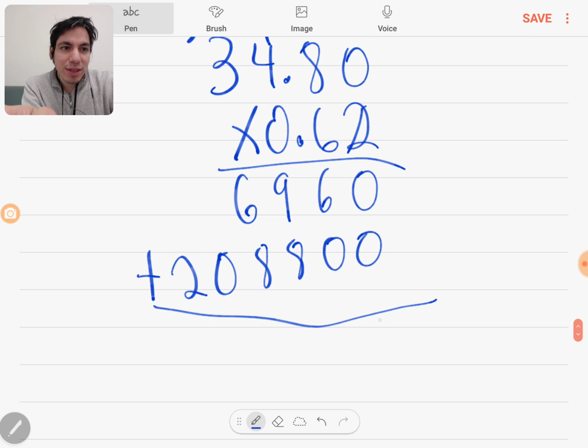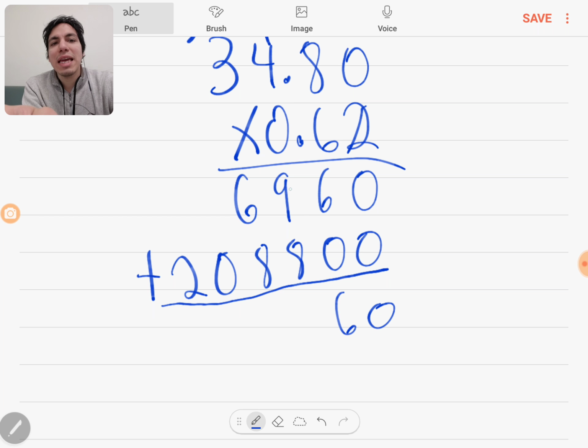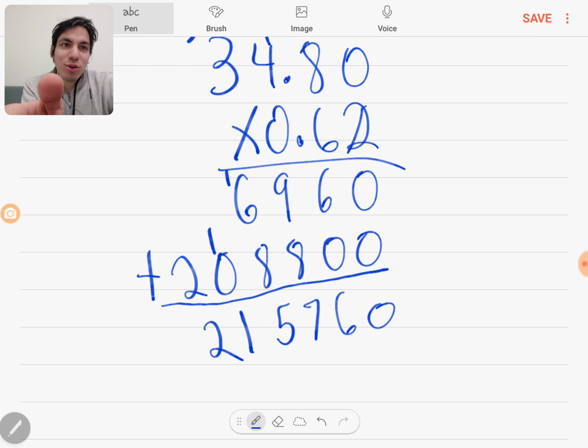Then I add up everything, so let me just rewrite this line. Okay, 0 plus 0, 0. 6 plus 0, 6. 8 plus 9, or 9 plus 8, 17. Carry the 1. 6 and 1 is 7. 6 plus 1 is 7. 7 plus 8 is 15. I carry the 1, 1, and 2. So now in total, 1, 2, 1, 2.